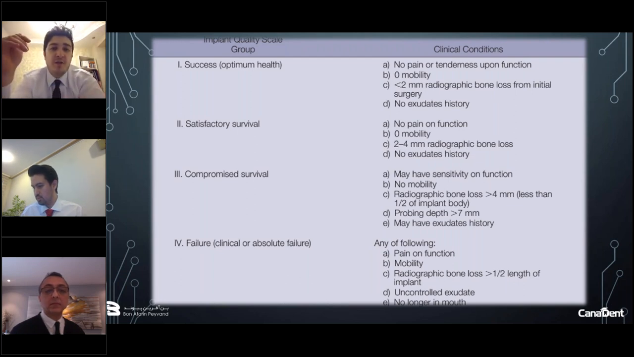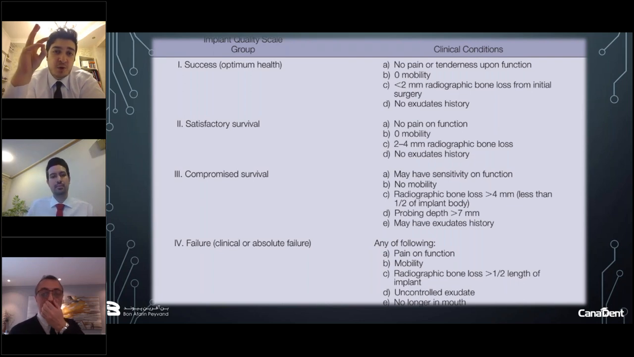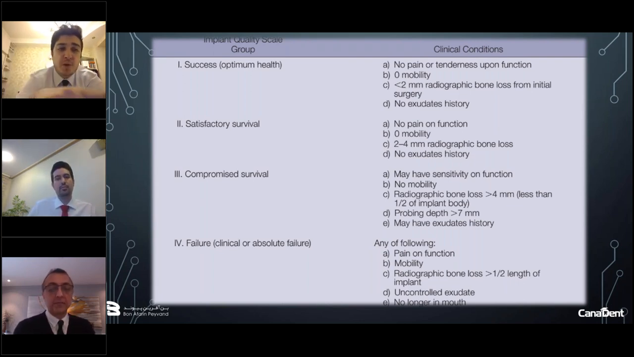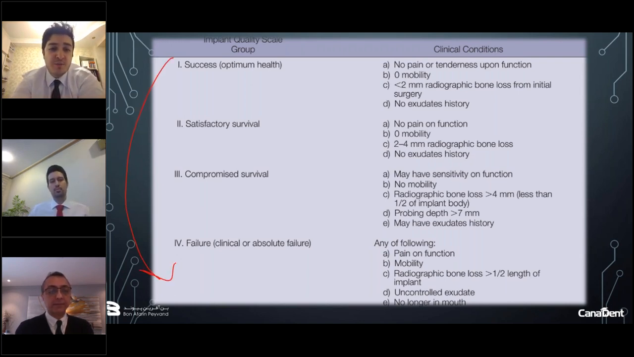We must have no pain or tenderness upon function. We must have zero mobility and no exudate history and under 2 millimeter radiographic bone loss from the initial surgery. If we have pain or tenderness or we have mobility, we suddenly go from success to failure, which has pain on function and mobility. So the primary things are mobility and pain.